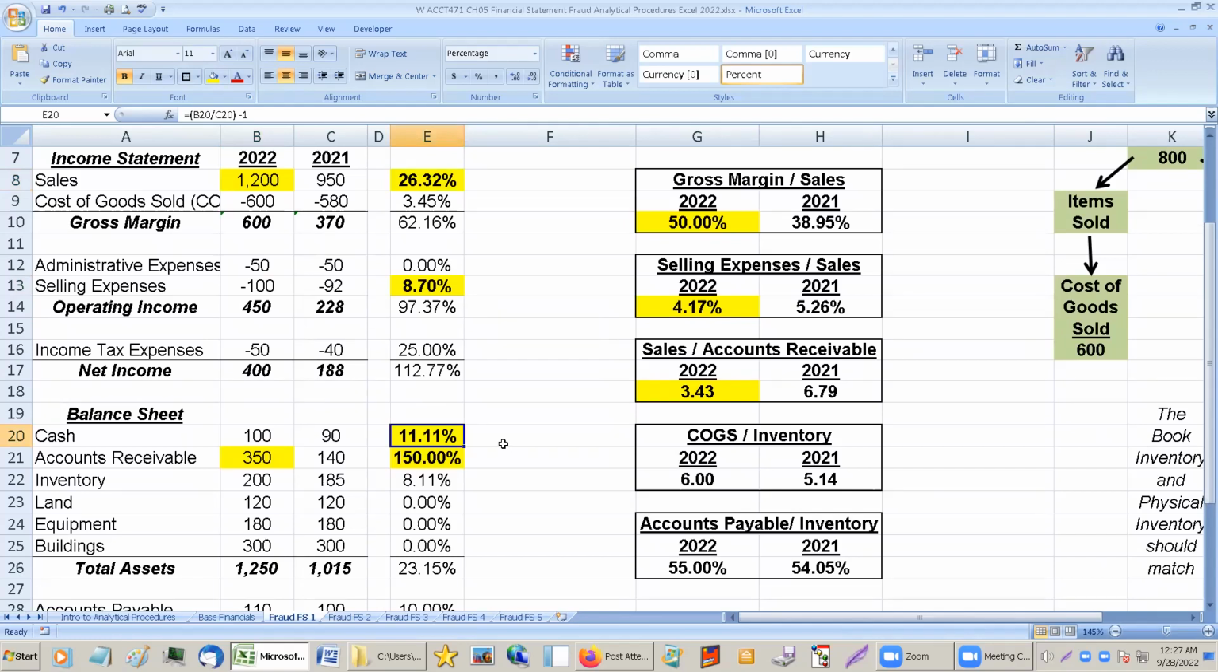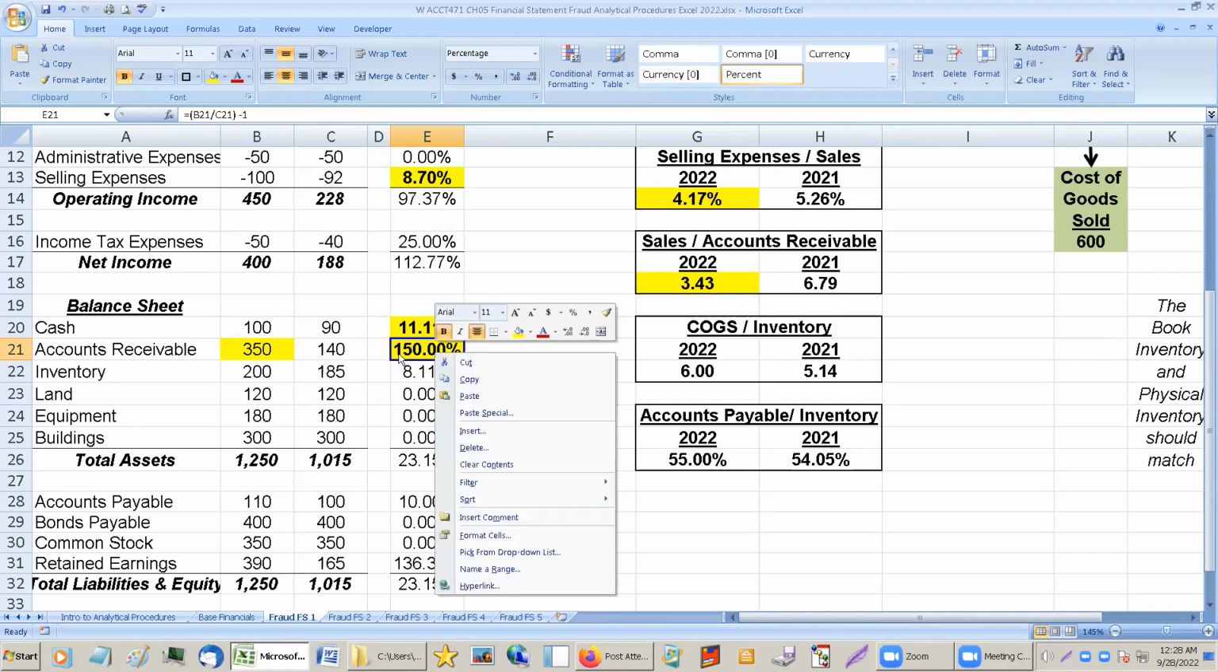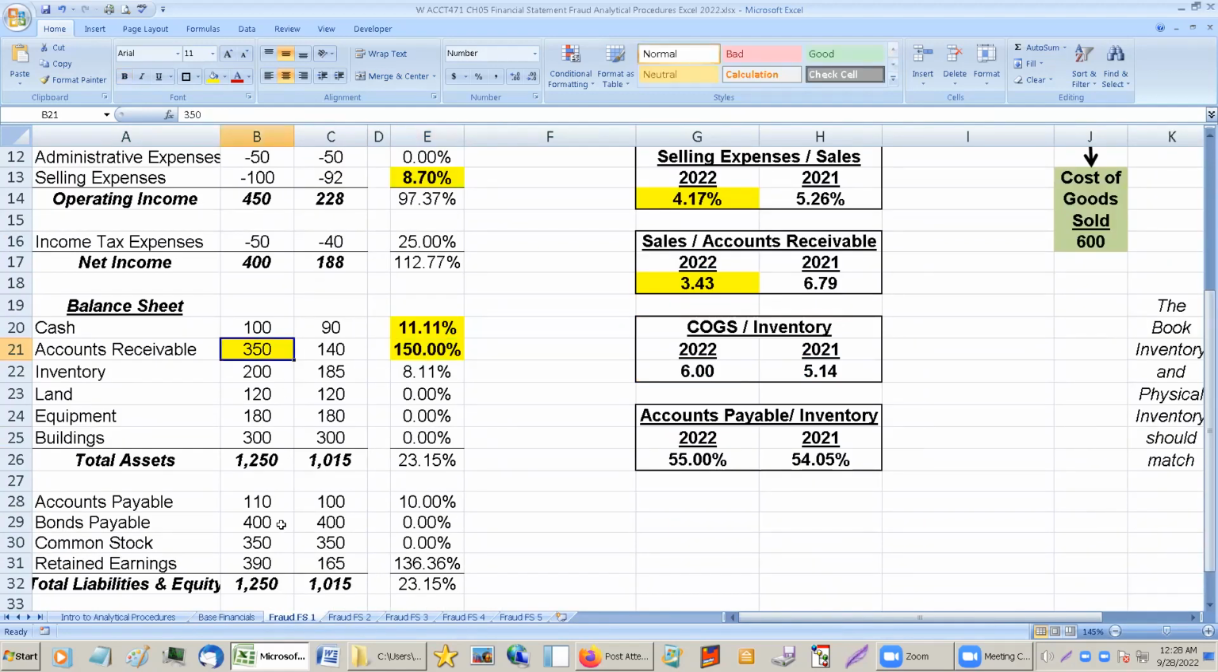Also, if you had this massive increase in sales, you'd think there'd be a massive increase in cash coming in, because that increase in sales goes into accounts receivable, and when those accounts receivable get collected, they turn into cash. The accounts receivable increase is absolutely bonkers. It goes up by 150%, which is way more than originally. Originally we had 150. We just added these fictitious sales, so now it's 350.